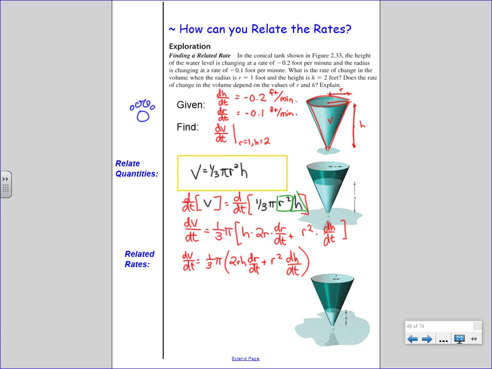We have this to plug in. We have this to plug in. We have this to plug in. And we have that to plug in. Give us your calculators. There's decimals. No way we're doing this by hand. Plug and chug.